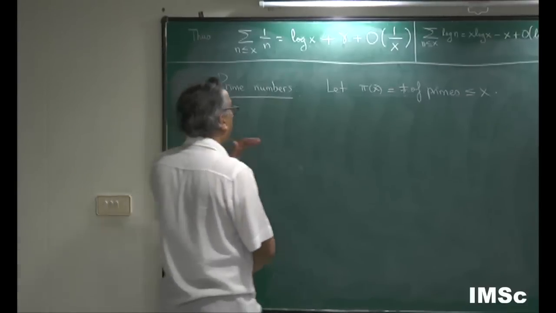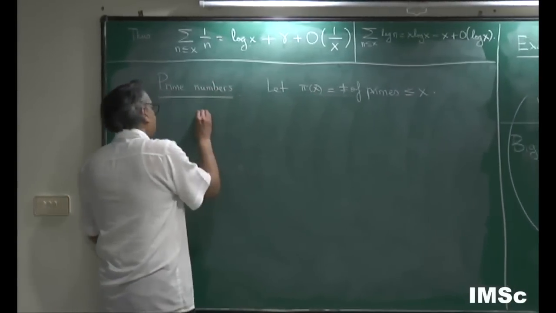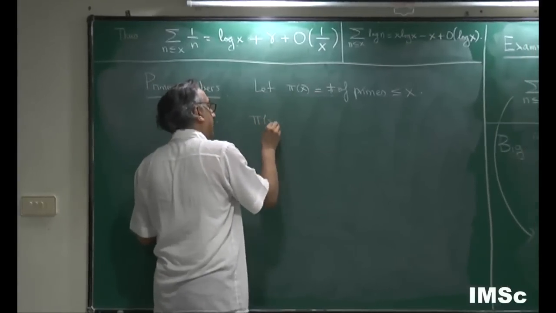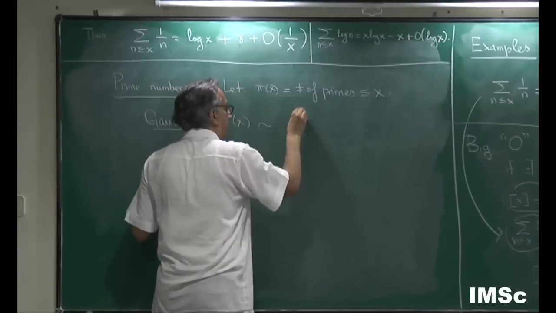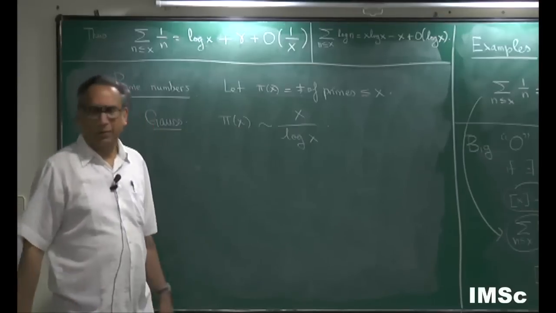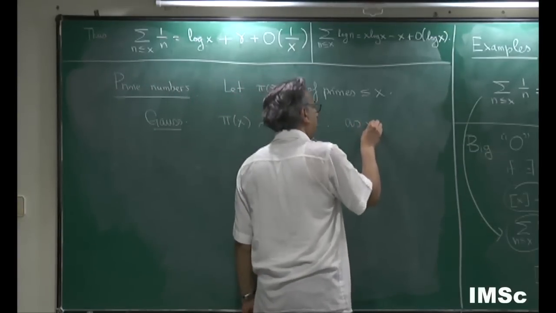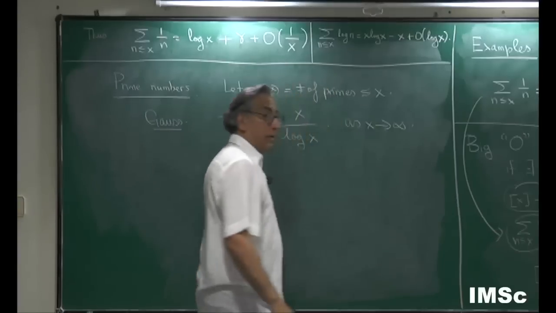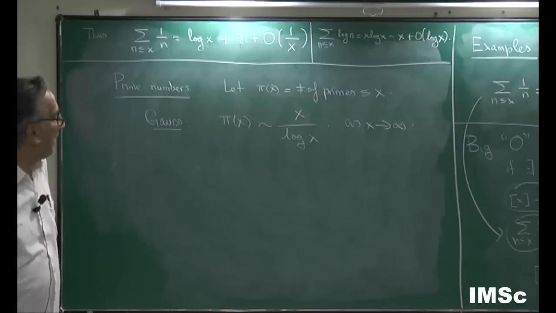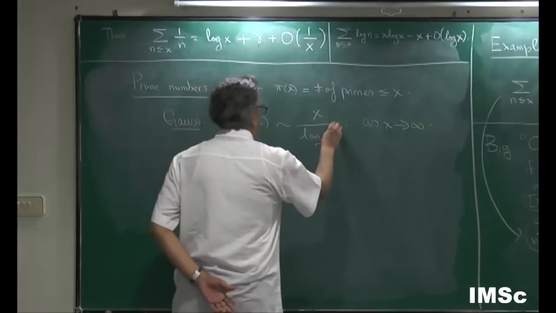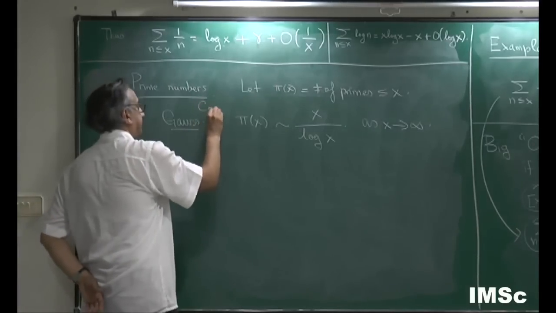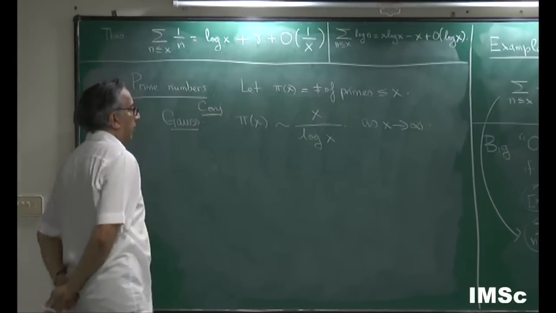Okay, so we now look at pi of x, the number of primes less than x, and I believe it was Gauss who first conjectured that pi of x is essentially asymptotic to x over log x. I mean, he made a more precise conjecture, but I don't want to talk about that now. So this was the conjecture that Gauss made, apparently as a teenager, okay? So this is what the story is. The question is whether or not we can prove this. So this is a conjecture of Gauss.